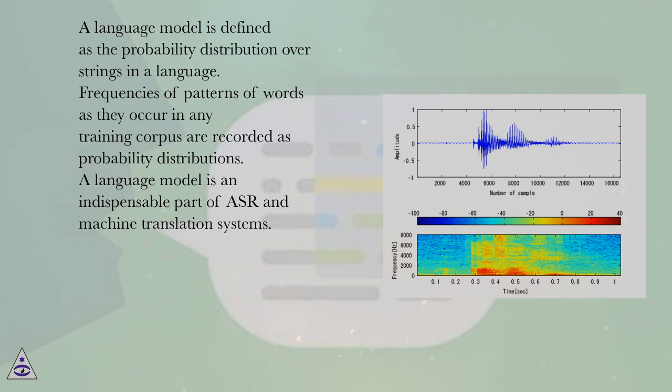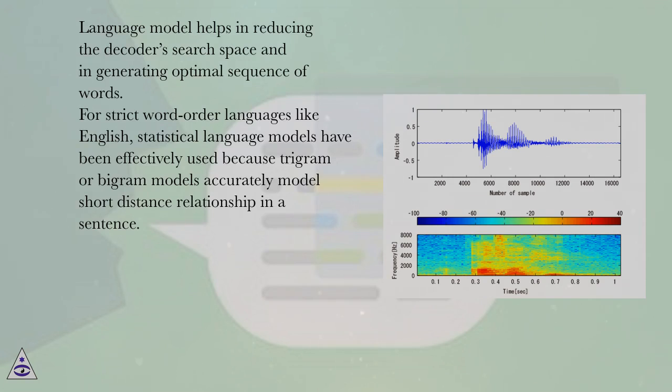A language model is defined as the probability distribution over strings in a language. Frequencies of patterns of words as they occur in any training corpus are recorded as probability distributions. A language model is an indispensable part of ASR and machine translation systems. Language model helps in reducing the decoder's search space and in generating the optimal sequence of words.